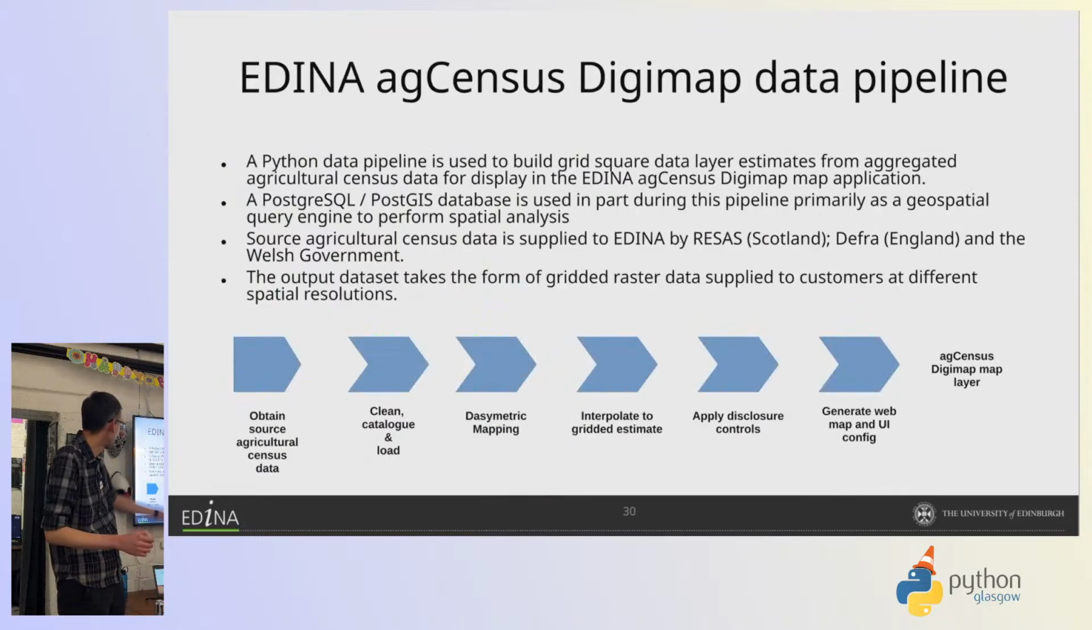And again, we have a similar pipeline, so we get the data, we do some cataloging and loading. This time we do some slightly different spatial operations. We do a thing called dasymetric mapping, where we basically use some land cover data and we do some interpolation to a grid. And because the data is sensitive, because it's being provided by farmers for an annual survey, we have to apply something called disclosure control, so that we remove the potential to reveal the identity of individual farms. And again, we generate some web mapping UI config.